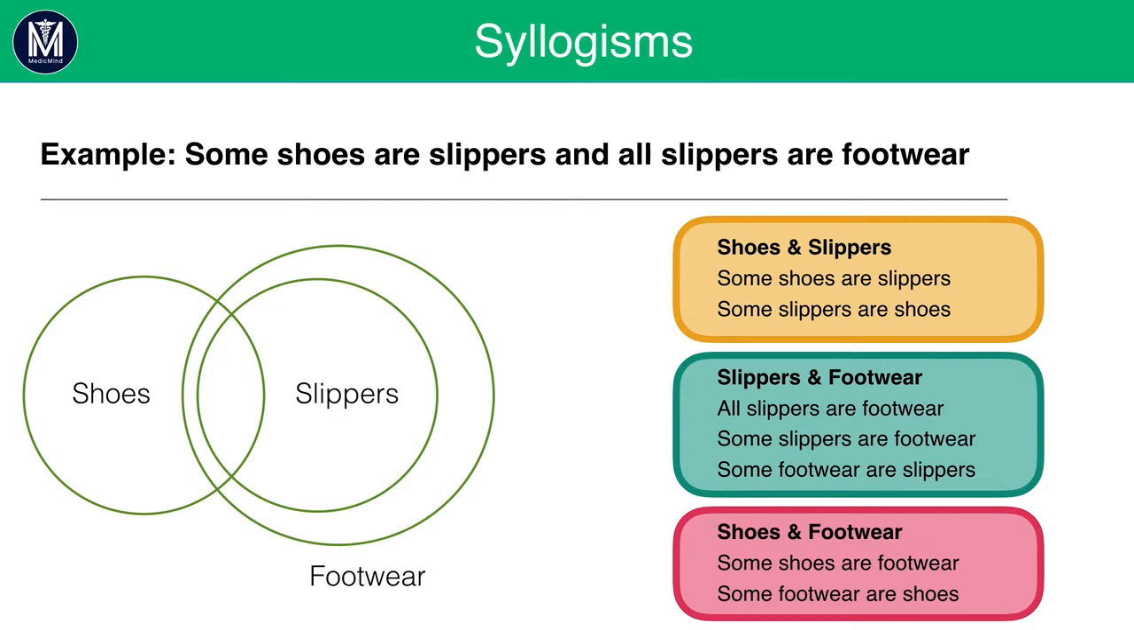The more complicated relationship comes between shoes and footwear. If all slippers are footwear, by that logic, some shoes will be footwear. And if some shoes are footwear, some footwear will also be shoes. Take a moment to look at this one, because it's probably one of the most difficult patterns we have come across so far.